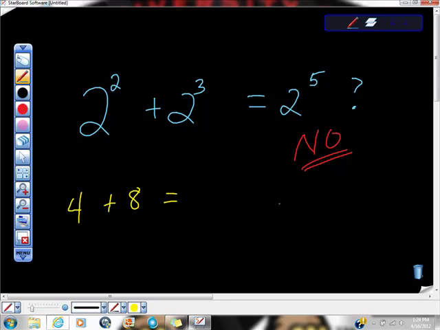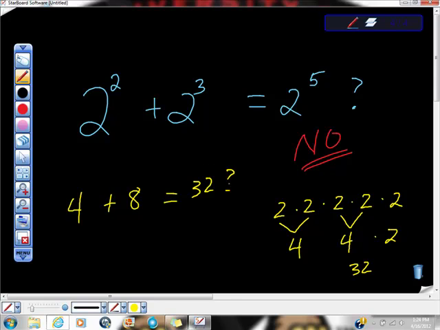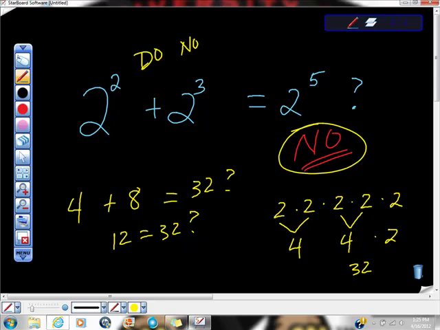2 to the 5th power is 2 times 2 times 2 times 2 times 2. 2 times 2 is 4. 2 times 2 is 4, times 2. 4 times 4 is 16. 16 times 2 is 32. So 4 plus 8 equals 32, question mark? 12 equals 32, question mark? No. So we're going to have to agree on this. So what can we do here? Nothing. Do nothing.